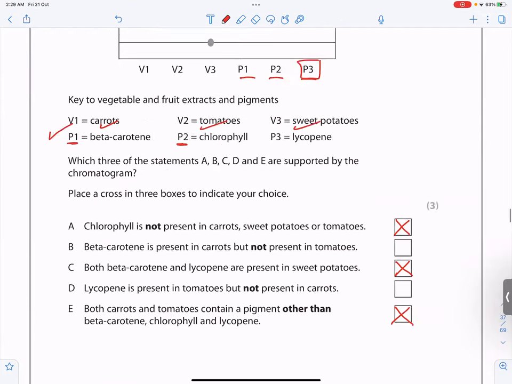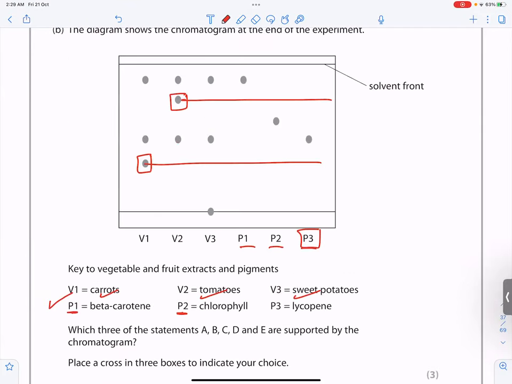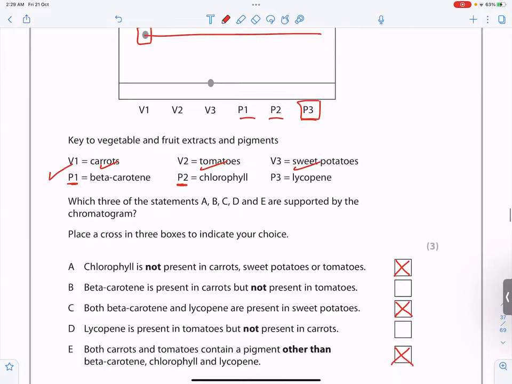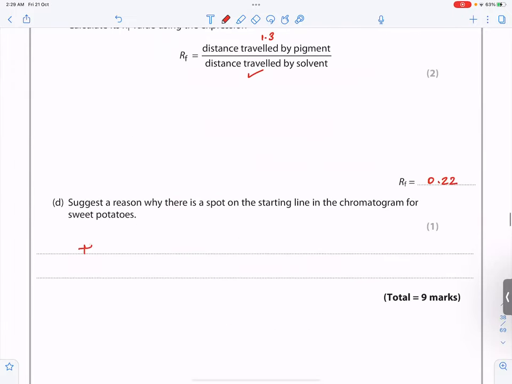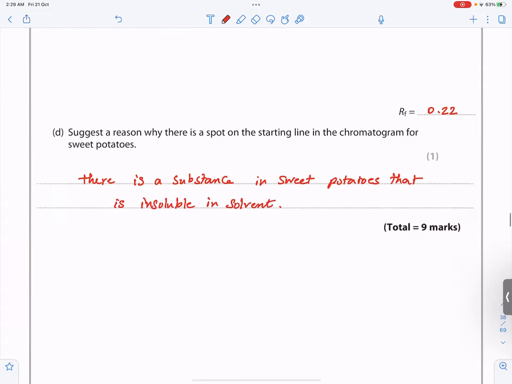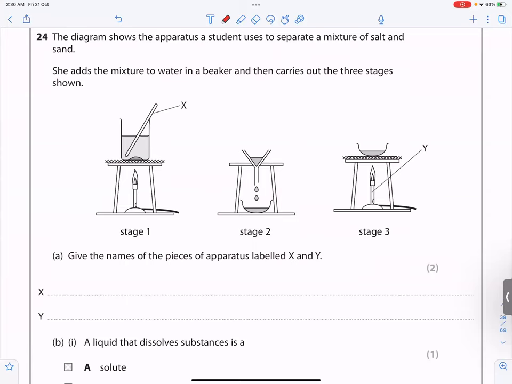Question D suggests the reason why there is a spot on the starting line in the chromatography for sweet potato. يبقى في substance جوه السويت بوتيتو بتبقى insoluble في solvent. يبقى هنا there is a substance in sweet potato that is insoluble in solvent.